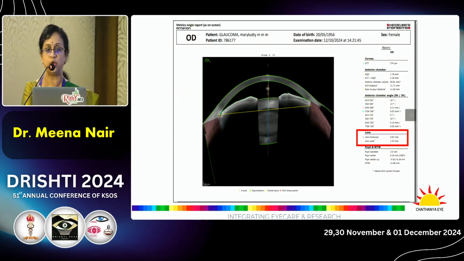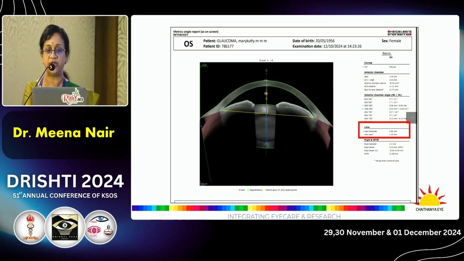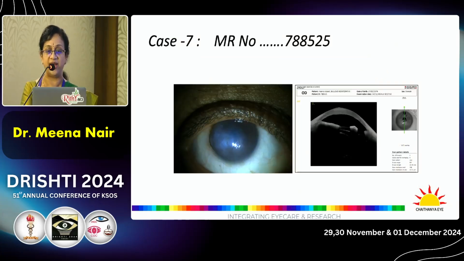So we did an ASOCT to rule out a supraciliary effusion, which was not there. So the drug-induced secondary closure was ruled out, and the lens vault as well as lens thickness was noted to be high in both eyes. So the patient underwent a PI, and cataract surgery was advised to the patient.